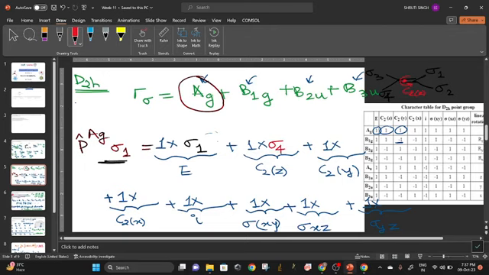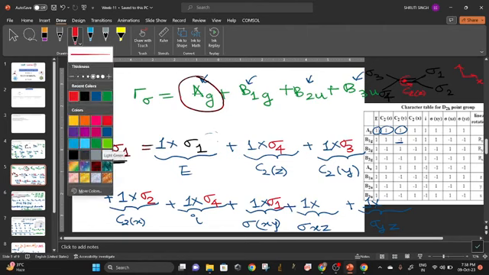Next, C2y. What will happen when you apply C2y? This is x, this is y. Sigma 1 becomes sigma 3. Then C2x: sigma 1 becomes sigma 2. Now under i, sigma 1 becomes sigma 4. Under sigma xy, sigma 1. Correct. Then sigma xz.